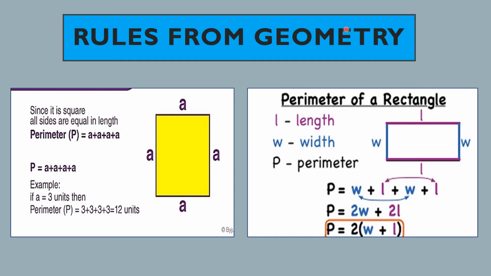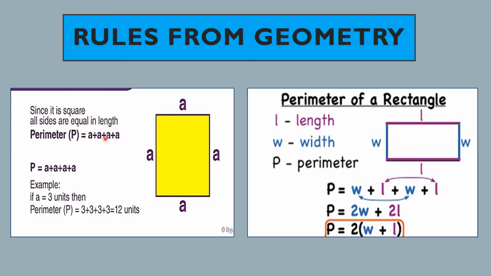Rules from geometry. Now here you can see the figure of a square is shown because all the sides are A. How to make the formula of the perimeter of a square? Now perimeter means the sum of all the sides. So perimeter will be A plus A plus A plus A, or you can write it as 4A. Or if you have the value of A as 3 units, then the perimeter is 3 plus 3 plus 3 plus 3, or 4 into 3, that is equal to 12 units.